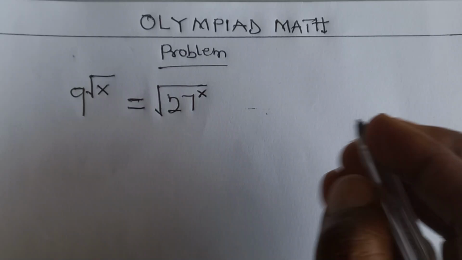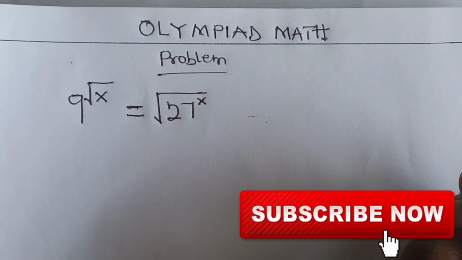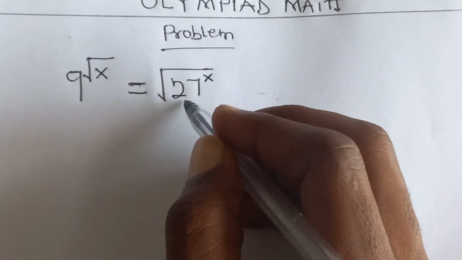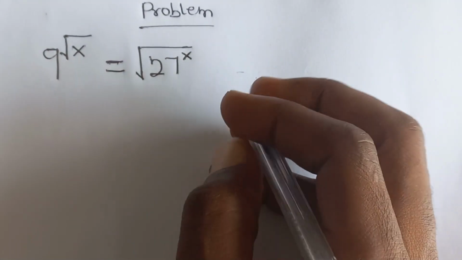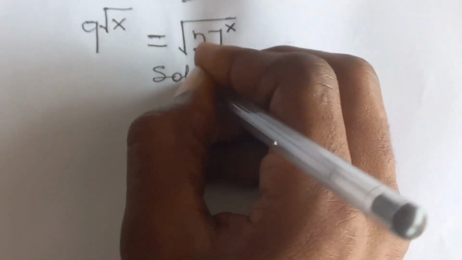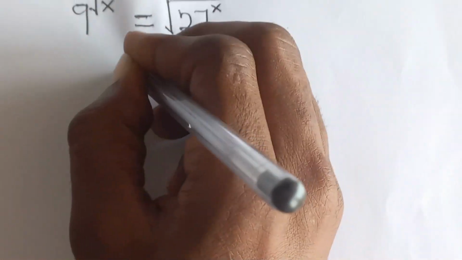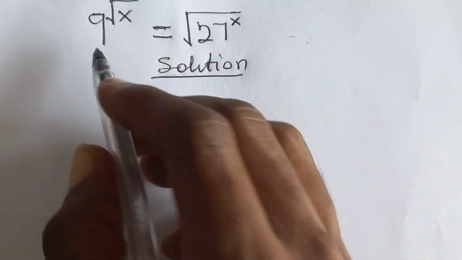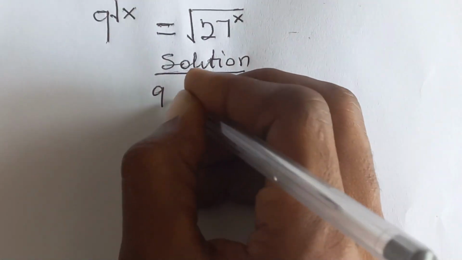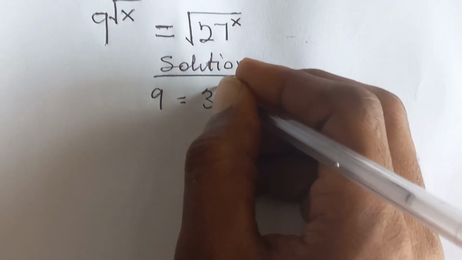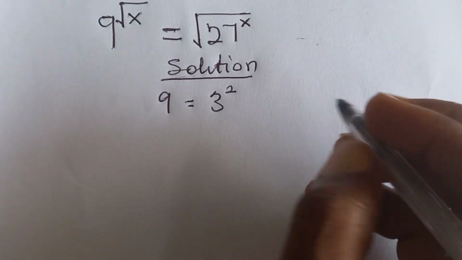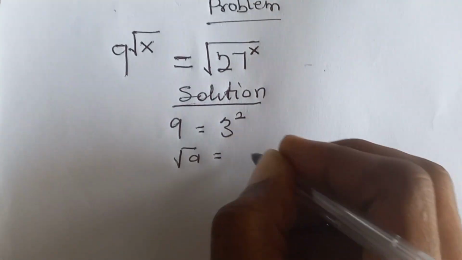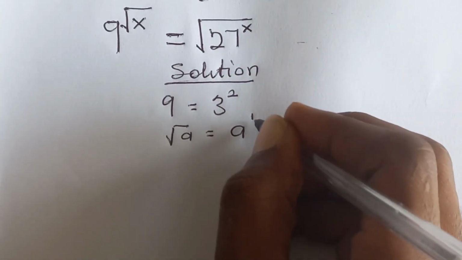So today we are looking at this related maths problem. We have 9 to the power root x is equal to root 27 to the power x. Okay. With this, before we start, let's express this down. 9, we can express 9 as 3 exponent 2. And also, we know that root a is equal to a exponent half.